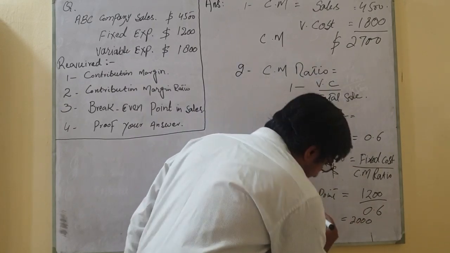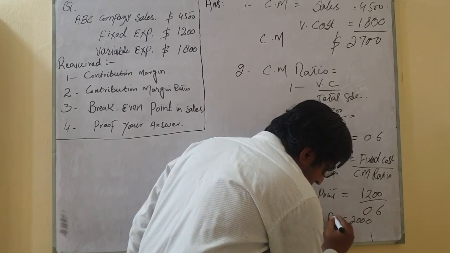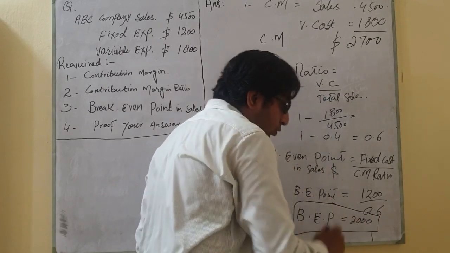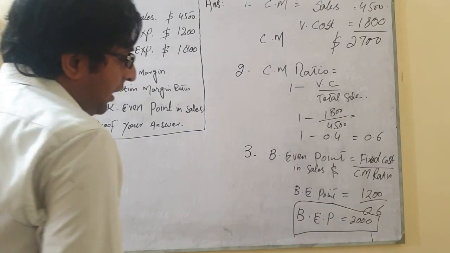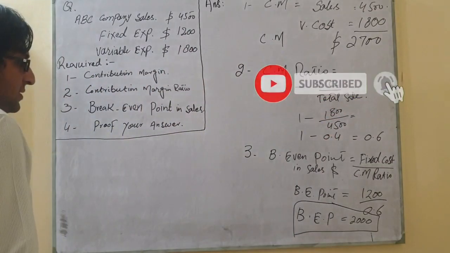It means at $2,000 we have no profit, no loss. If our sale increases from $2,000, we will earn a profit. If our sale decreases from $2,000, we will suffer a loss.